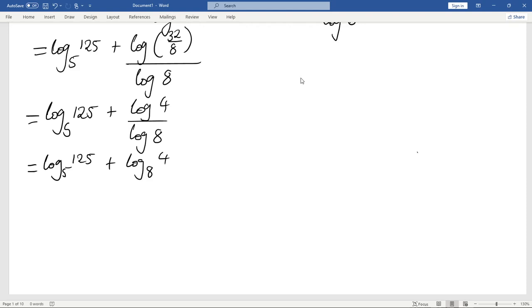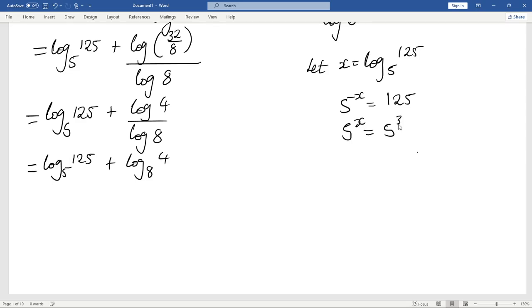So if we let x be equal to log 125 to the base 5, writing this in exponent form is going to be 5 to the power x is equal to 125. We can change this 125 into having a base 5 so that we can just equate the powers. 125 is the same as 5 to the power 3. So x is equal to 3. So the value of this is going to be equal to 3, plus we check the value of what we're going to have on this side.